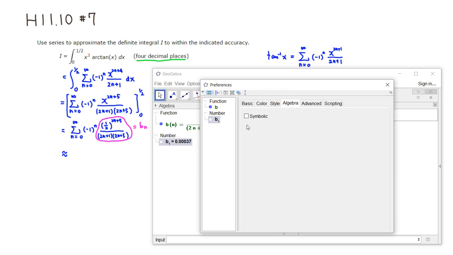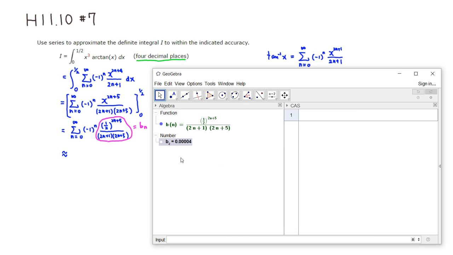So let's try B2, which is B of 2. Then you get this. Now you have 1, 2, 3, 4 zeros, and this is less than 5. So B2 would be fine, which means Bn plus 1 is B2, so n is actually 1. So what we need to do is add the first two terms.